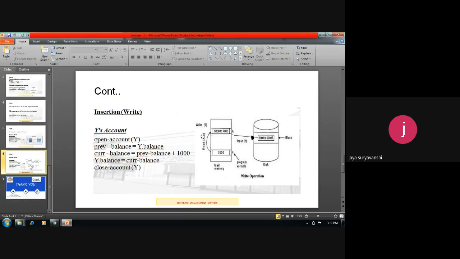So we have covered in this unit what database transactions are and what the operations related to these transactions are. Thank you.